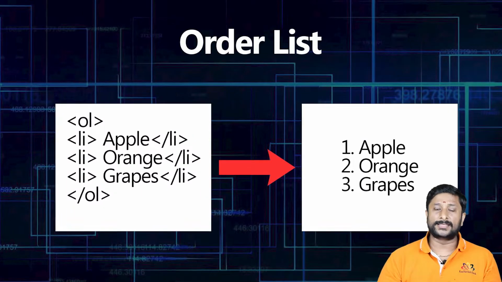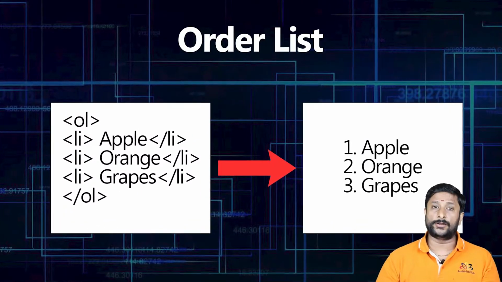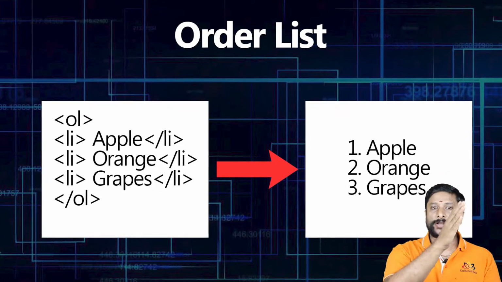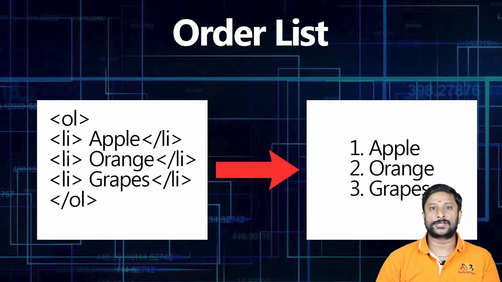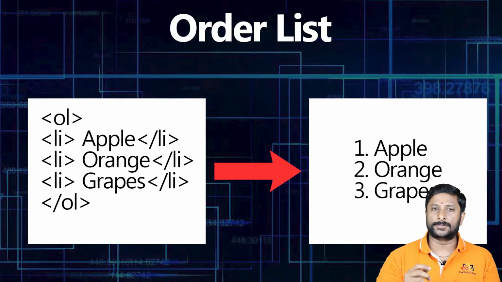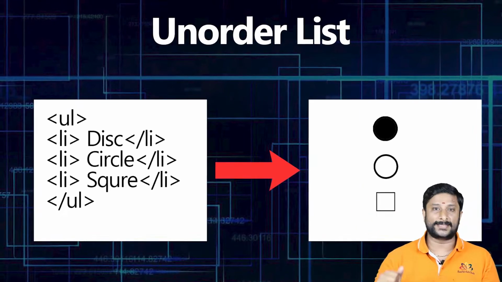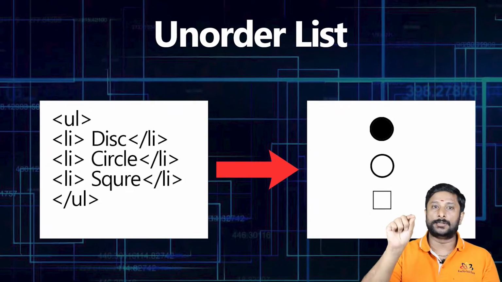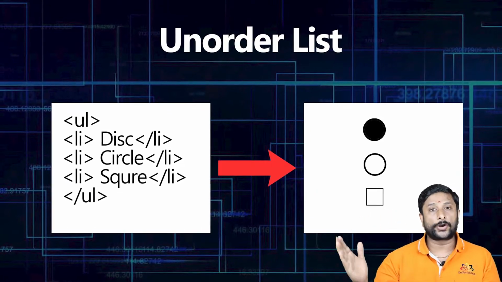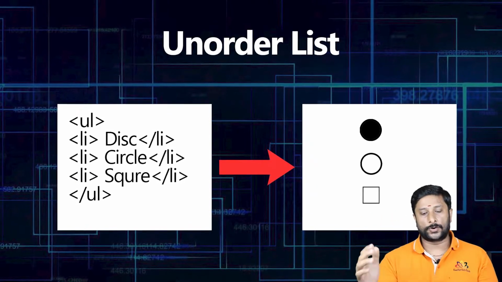If it is an ordered list, it uses 1, 2, 3, 4, or A, B, C, D. For example, fruit names: apple, orange, grapes, where you are able to order them. Sir, I don't want these numbers, it looks childish. I want some special symbols. In that case, you can go for an unordered list. You can have a circle symbol, a square symbol, a rectangle symbol or something like that. That is your unordered list. So you've got an ordered list and an unordered list.